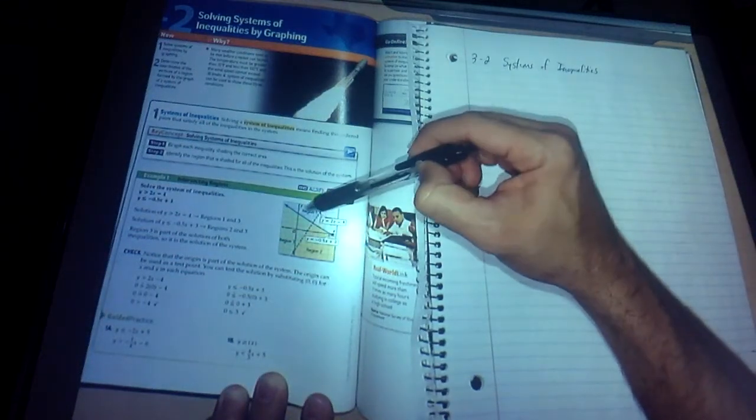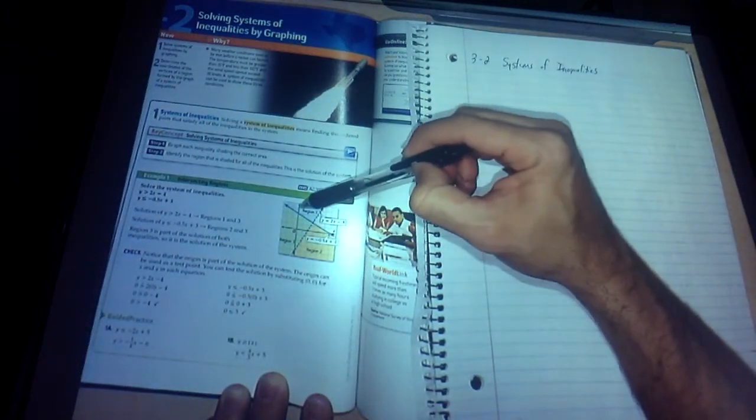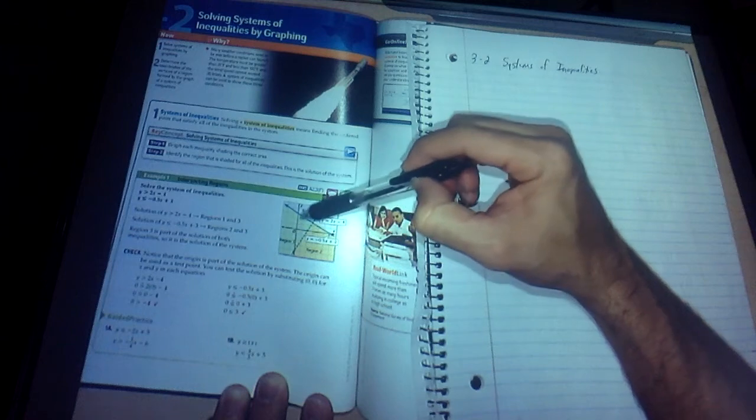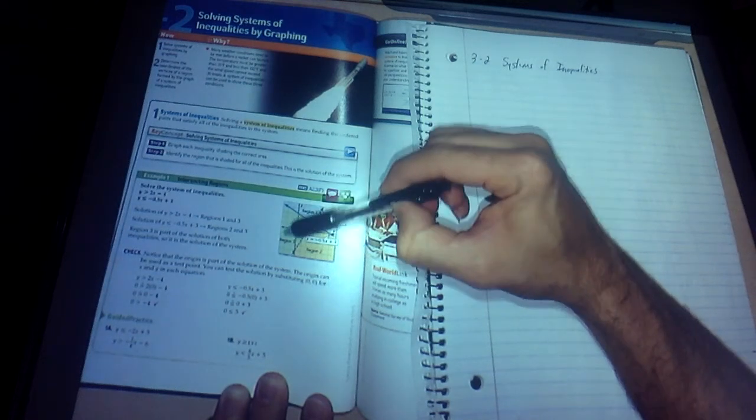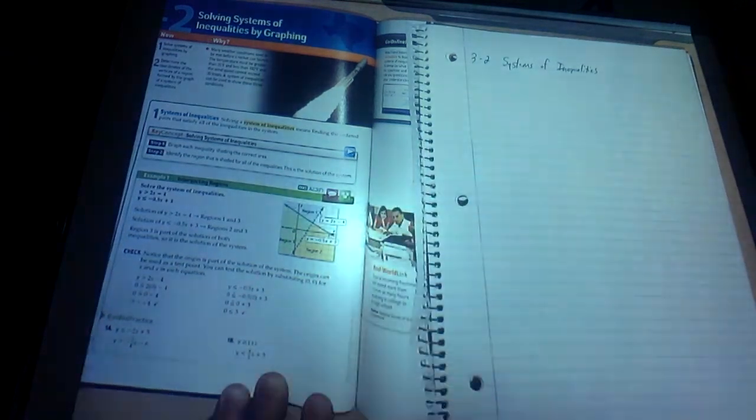So you can just kind of jump, and you can see right here in the book what's going on. So they've got the y equals 2x minus 4 line going. They did a dotted line because it was just greater than, and they shaded above the line. So this whole thing was intended to be blue. All right, you're like, well, it's green. I'll explain that in just a second. But all above the dotted line right here is shaded blue.